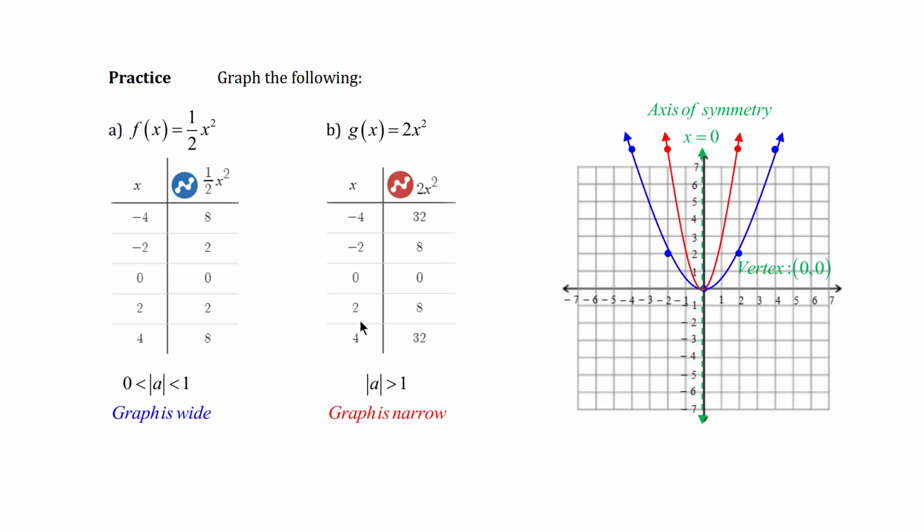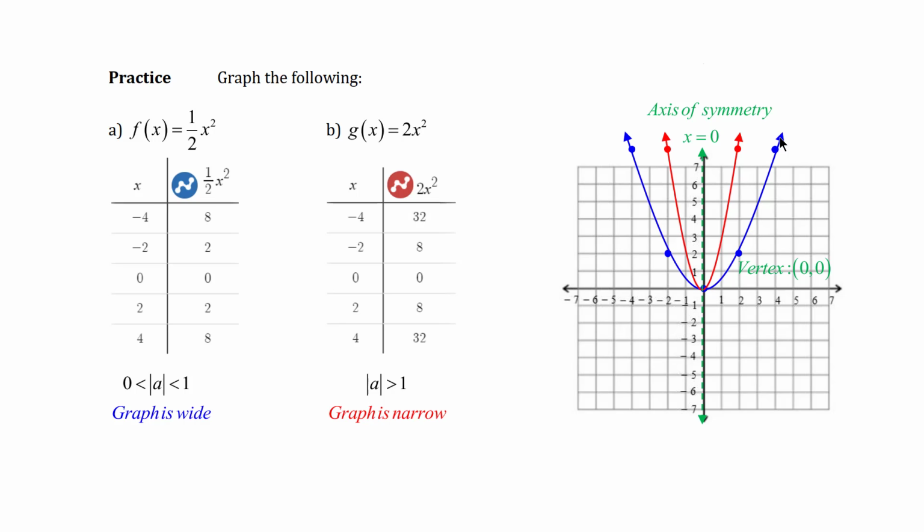Plotting these points on the graph, we have -4, 8 right here. -2, 2 is here. 0, 0 is here. 2, 2 is here. And 4, 8 is right here. Next, we draw a curve through the points, and now we have our graph.